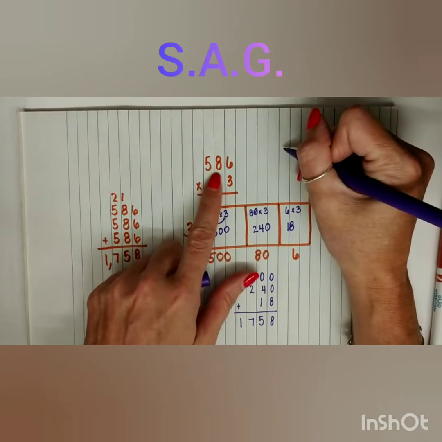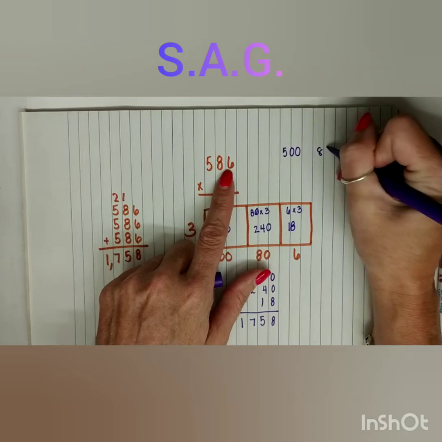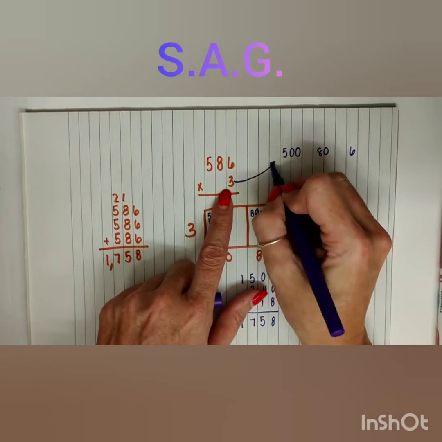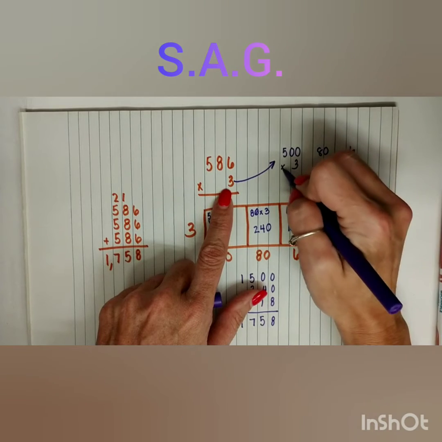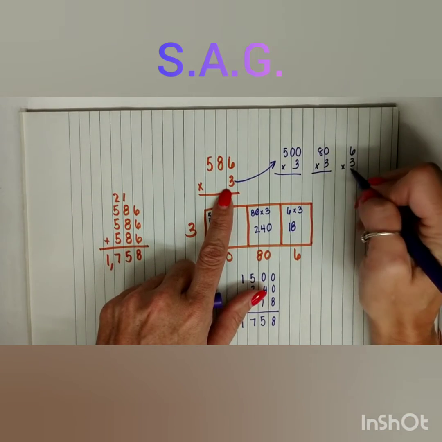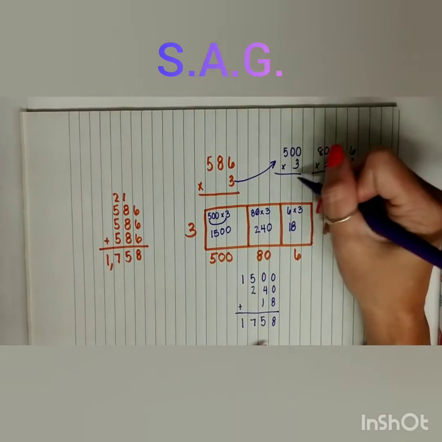Now, another way to write it, so using the same principle, is I break it apart. I break this number apart into my place values. So 500, 80, and 6. And then I just distribute the 3 to each one of these. So times 3, times 3. That way you don't have to draw out the box. If it helps keep you organized, please do it. But if not, you can do this. And then you just solve the same way.